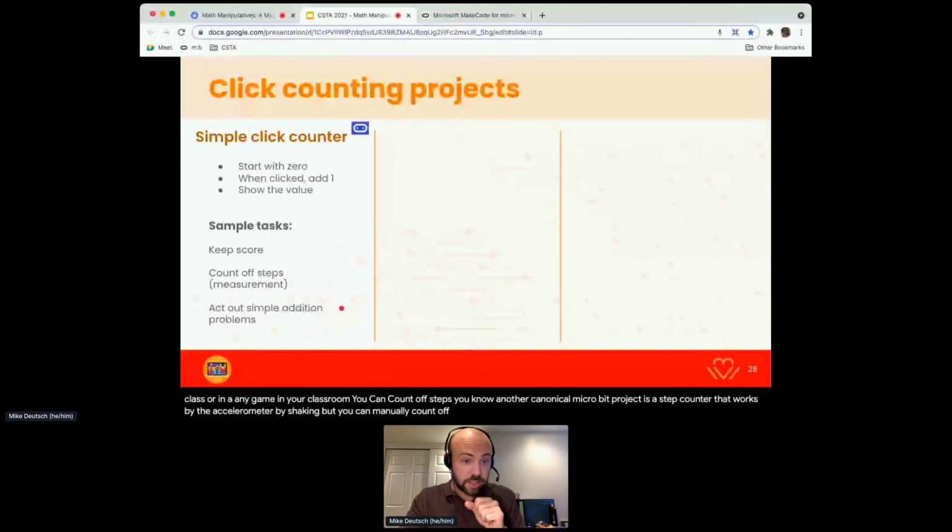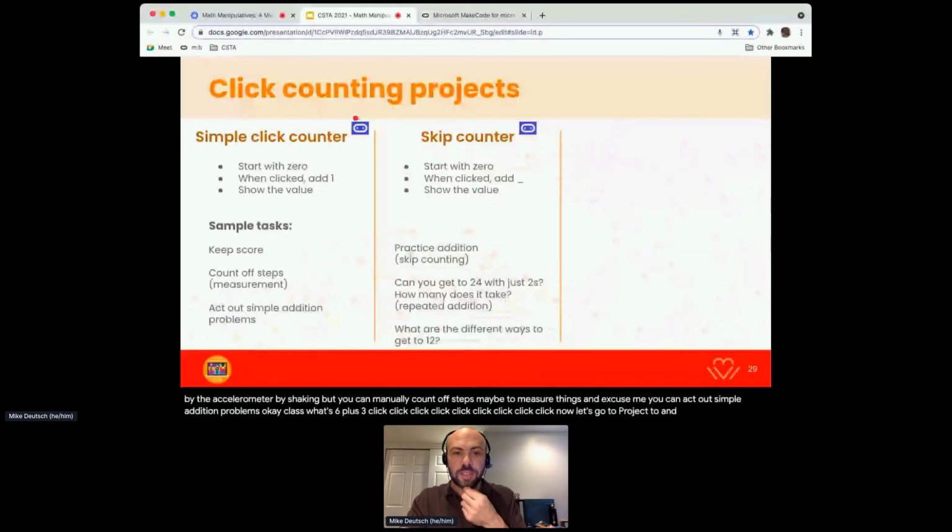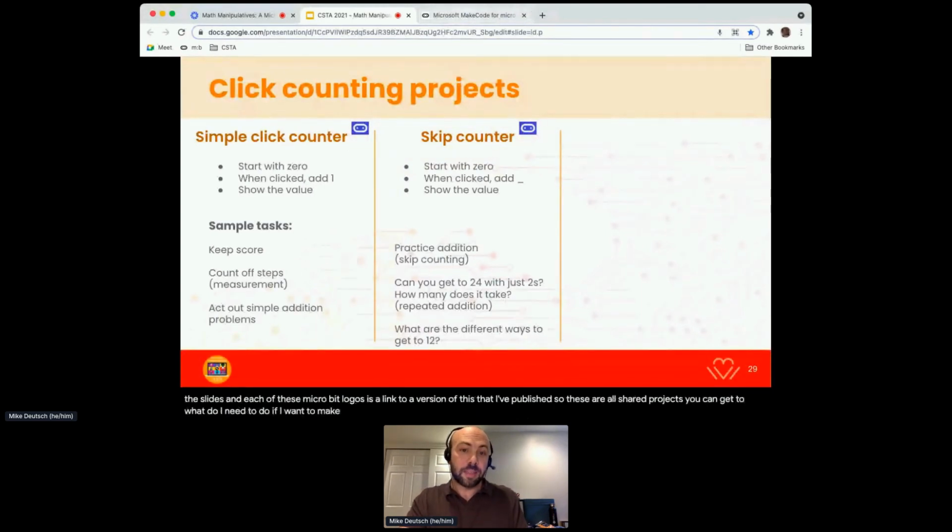And, excuse me, you can act out simple addition problems. Okay, class, what's 6 plus 3? Click, click, click, click, click, click, click, click, click. Now, let's go to project 2. And you've got a copy of the slides, and each of these microbit logos is a link to a version of this that I've published. So these are all shared projects you can get to. What do I need to do if I want to make a skip counter?